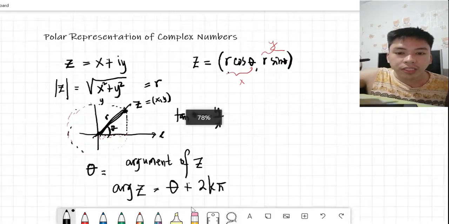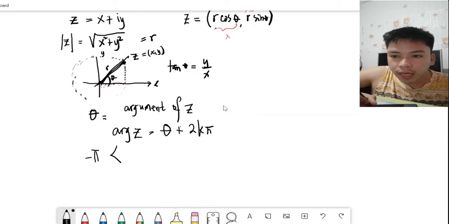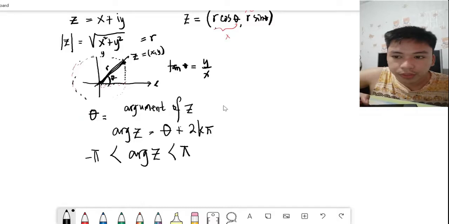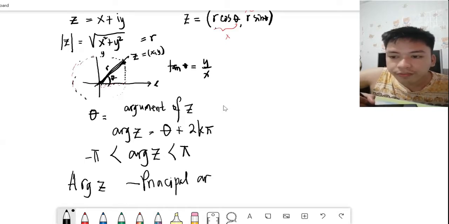Now, to get the unique determination of the angle theta, we would limit our arg z to the interval between negative pi and pi. So in this case, since we are limiting the values of arg z, we are now getting the Arg z, with a capital A. This is what we call the principal argument of the complex number z.